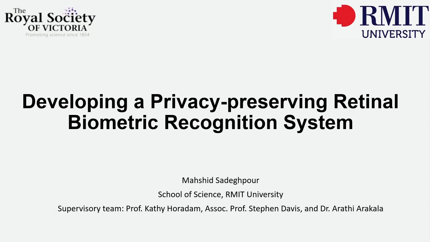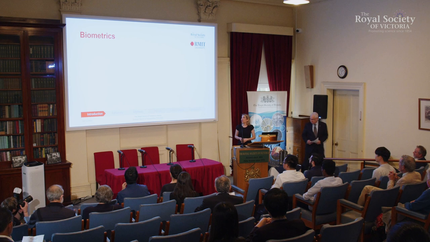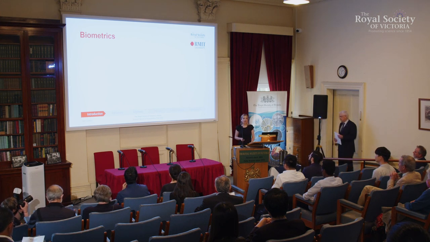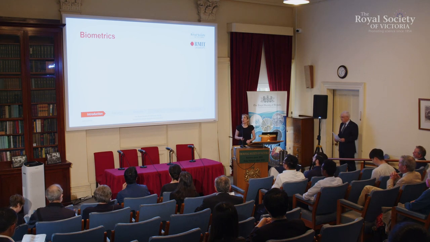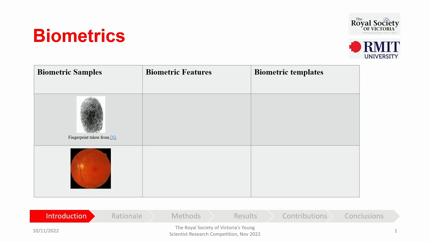My presentation is about developing a privacy-preserving retinal recognition system. Biometrics are those physiological characteristics of individuals which are unique to them, and because of that, we can use them to authenticate people. Examples of biometric characteristics include a fingerprint image or, for example, a retinal image.